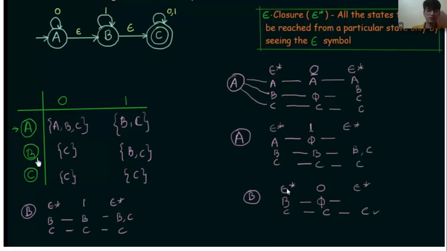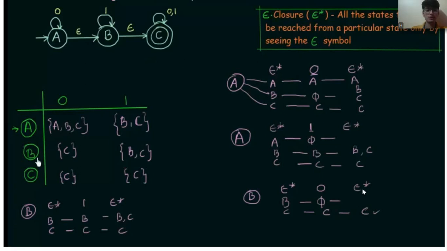For B on applying epsilon closure, B goes to B itself and it goes to C. So write it down B and C. Then for B on applying 0, it goes nowhere. So it cannot go anywhere. So write it down as phi here. Then for C on applying 0, it goes to the same state, which is C.